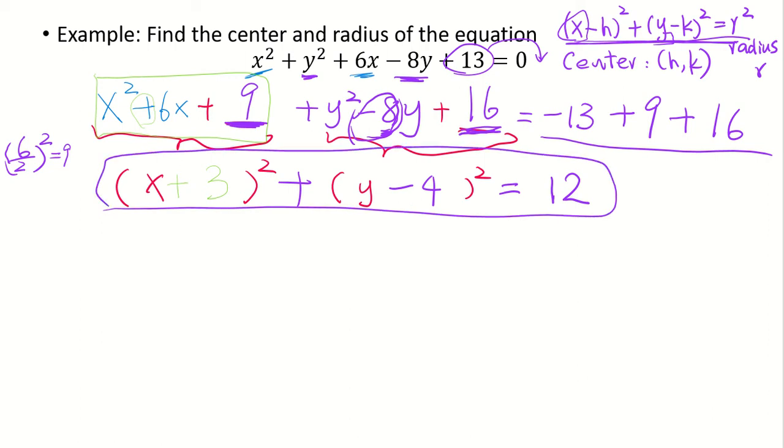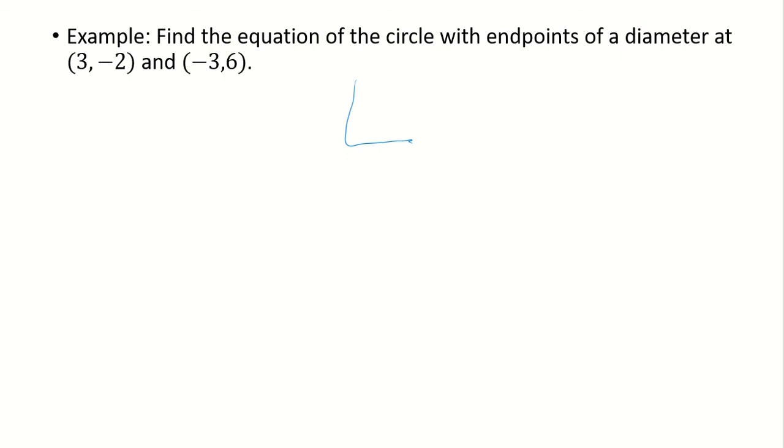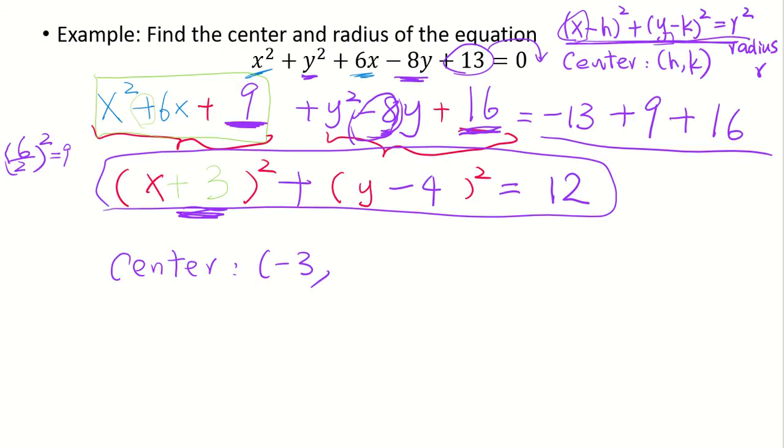But we're not done. We're asked to find the center. Well, knowing the standard form, it's easy to find the center. The center is the opposite of this value, which is negative 3 as our x-coordinate, and the y-coordinate comes from here, which is 4. That's the center.